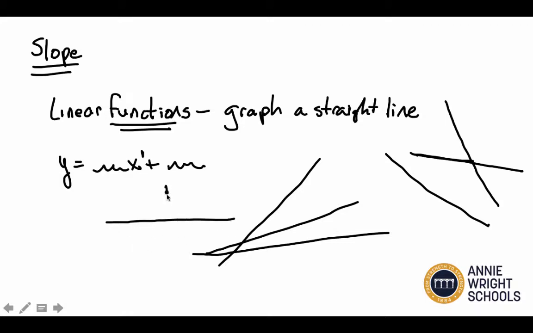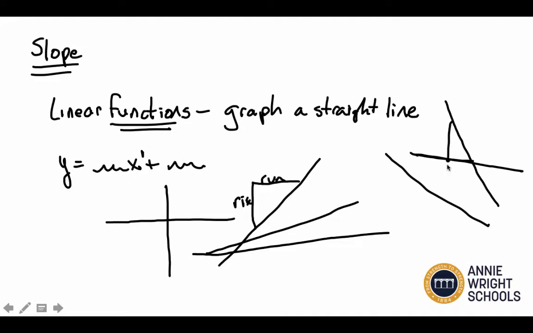And then vertical lines have what we call an undefined slope, and we'll get into why. But slope is a measure of how steep that line is. How much does it go up? How much does it go over? You may have heard the phrase rise over run.